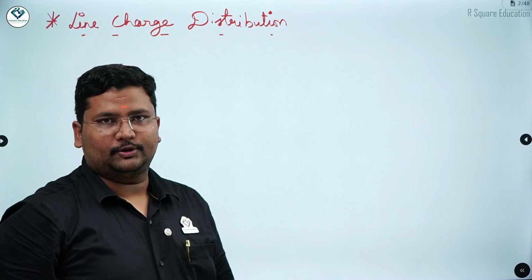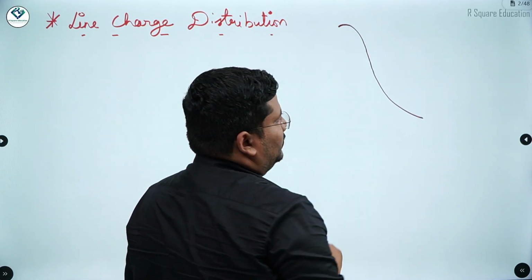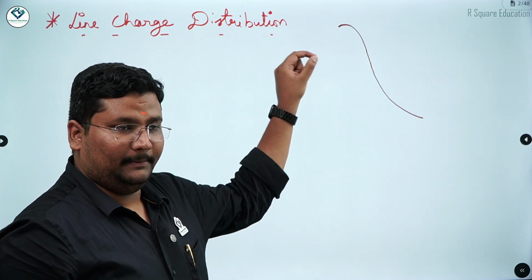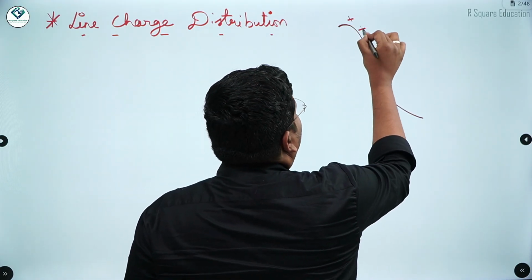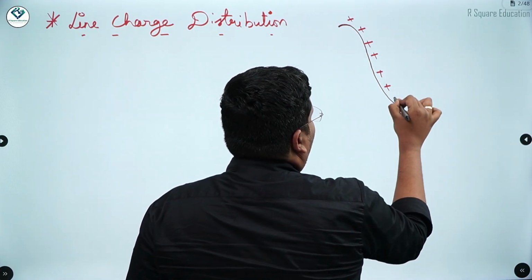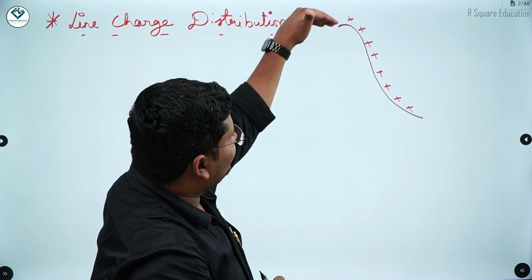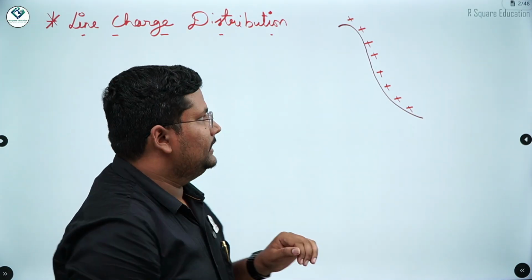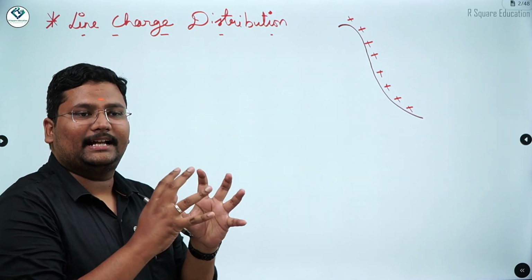So line charge distribution. Suppose if I take a wire whose length is going to be undetermined. Let it be a line charge, I mean line of wire. What I'm going to do is I'm going to have charges on it. So what has happened actually? The charges have been distributed over this length. Okay. So we have something called as densities. We call this as line charge density.